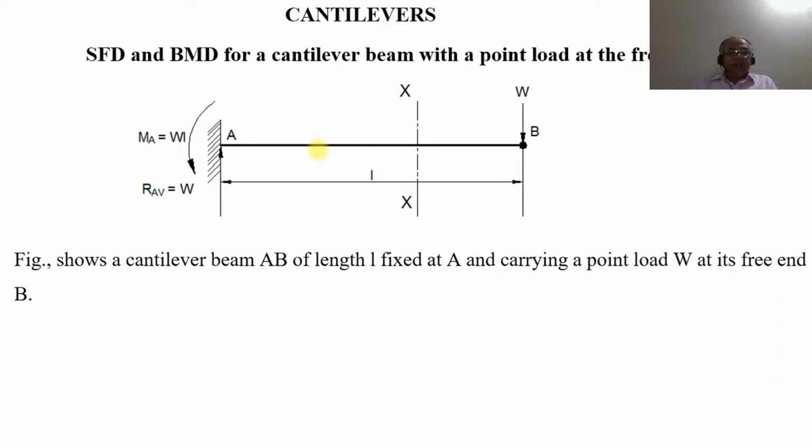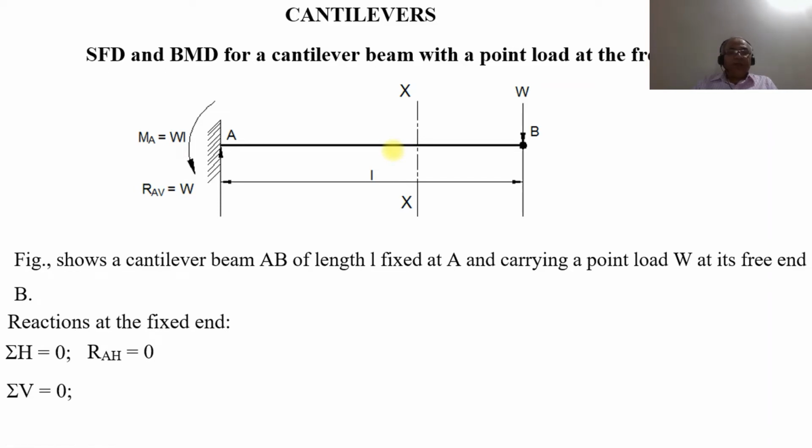The figure shows a cantilever AB of length L fixed at A and carrying a point load W at its free end B. So what are the reactions at the fixed end? Because it is an unbalanced force, we need to balance it to have equilibrium. So the sum of the horizontal forces should be equal to 0. As there is no horizontal load on the beam, RAH will always be equal to 0.